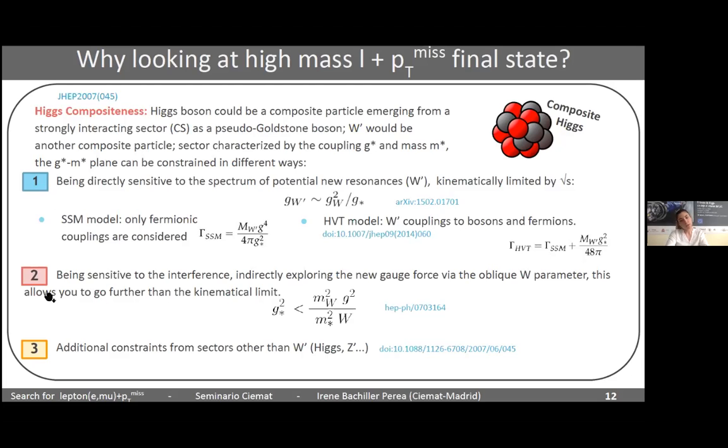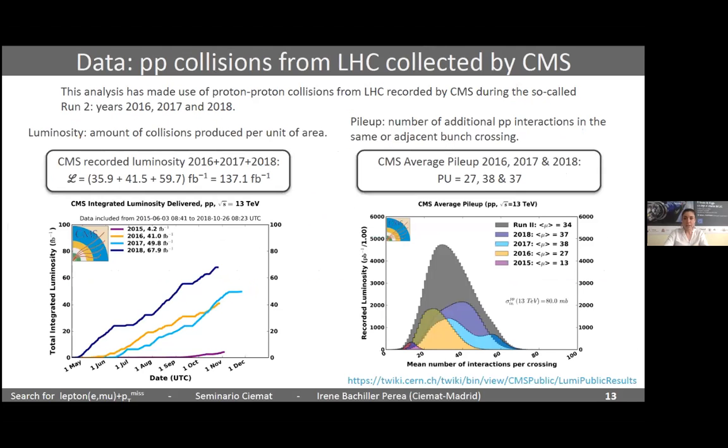The second way to set limits is being sensitive to the interference. So it's indirectly exploring the new gauge force via the W parameter. And this allows us to go further in energy. We don't have the kinematical limit. And finally, we can constrain other sectors than the W prime. It will be the Higgs sector. So that was the presentation of all the models.